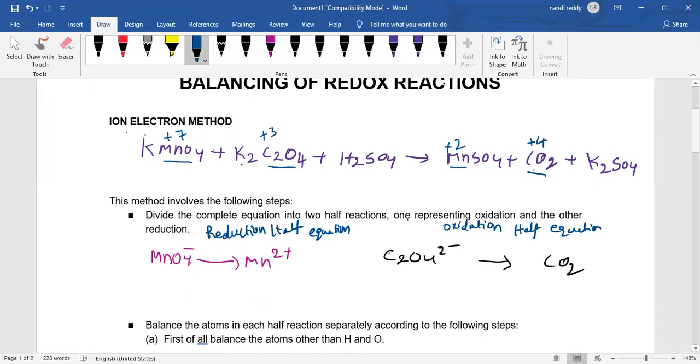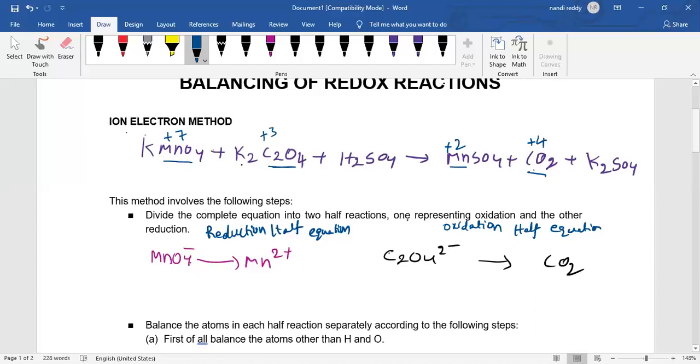So I consider here MnO4 minus converted into Mn2 plus. So this is the only change. Sulfate doesn't change its oxidation number, so you can keep it as it is, and you can remove that one. And here CO2, so this complete one you have to take as one molecule. Potassium in reactants and products also has the same oxidation state, so you can remove it.